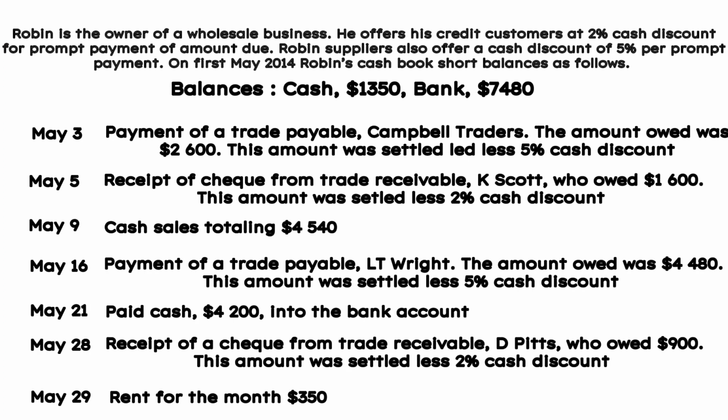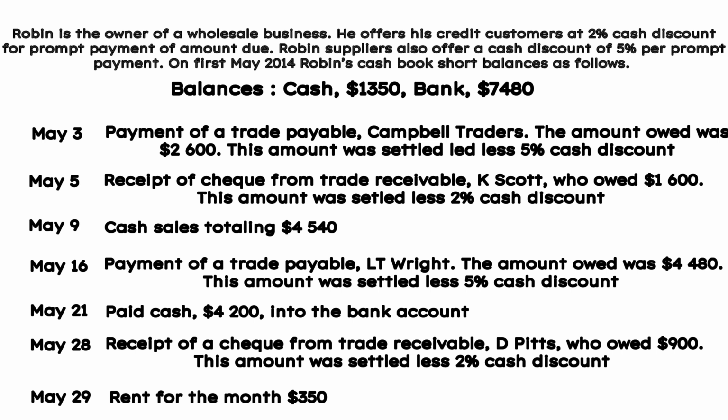Since we have already learned the basics, let's try something different. So Robin is the owner of a wholesale business. He offers his credit customers a 2% cash discount for prompt payment of the amount due, and Robin's suppliers also offer a cash discount of 5% for prompt payment.